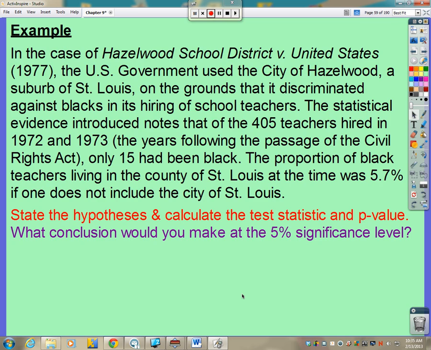So we're going to state our hypotheses, calculate the test statistic and the p-value, and then decide what conclusion we would make. Now, just for this example, we're going to bypass the conditions. Because really, did we have a random sample of teachers here? Probably not. We had just the available data given to us. So just for this example, we're going to skip over the conditions and assume that they have been met. So we're going to do all the statistical work that was really presented to the courts in showing whether Hazelwood was guilty of discriminating against blacks or they weren't.